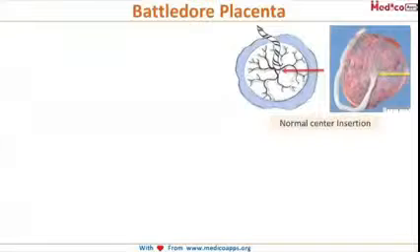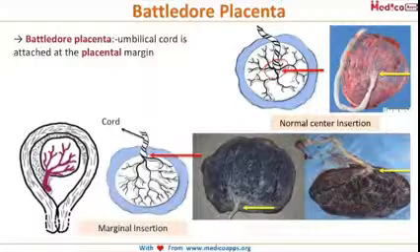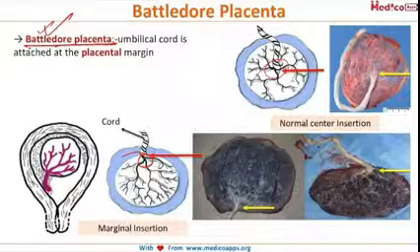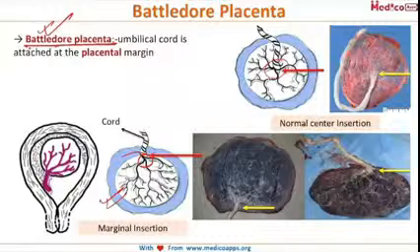As we can see in this diagram, there is central insertion of the umbilical cord. Now, if this umbilical cord is inserted on the margins of the placenta, as we can see in this diagram, in the margins of the placenta, then it is called a Battledore placenta. And it derives its name from the game like badminton, which uses a racket, and this insertion of the placenta makes it resemble that racket.